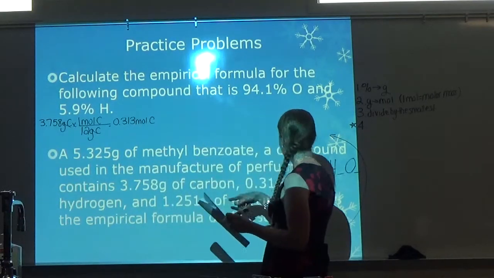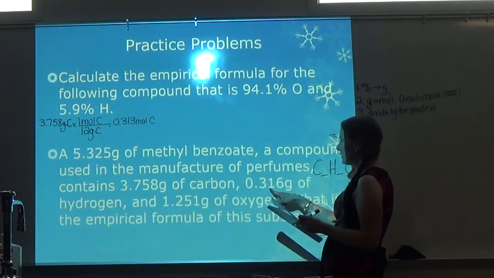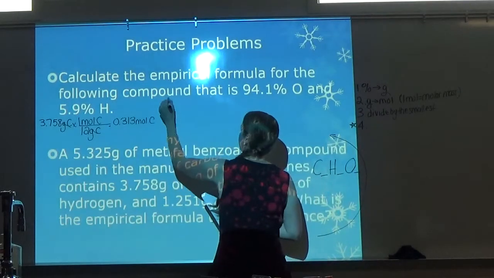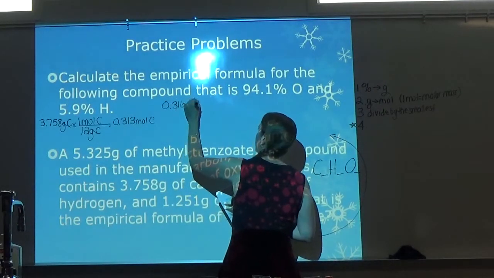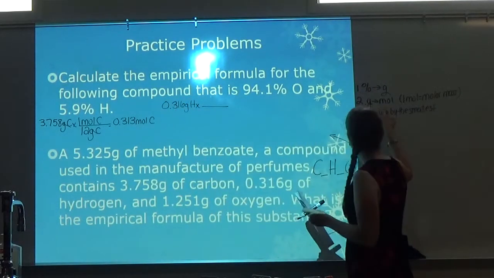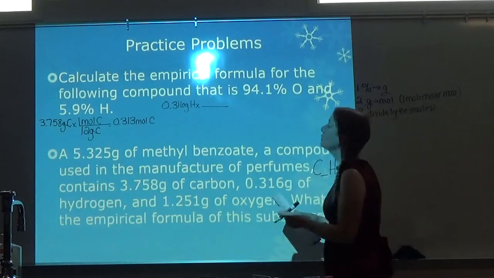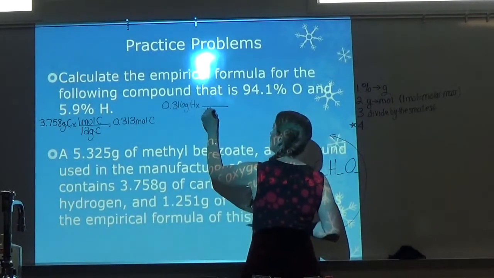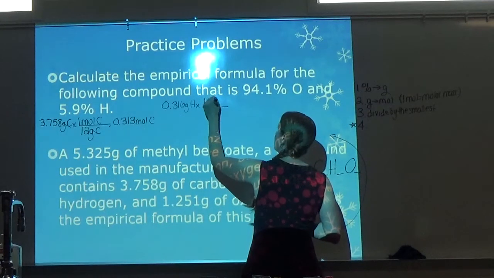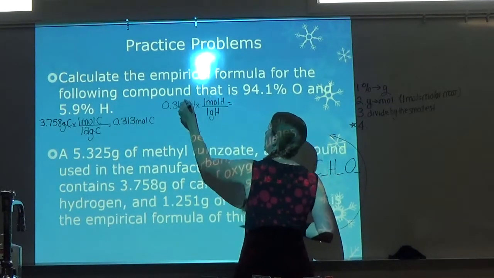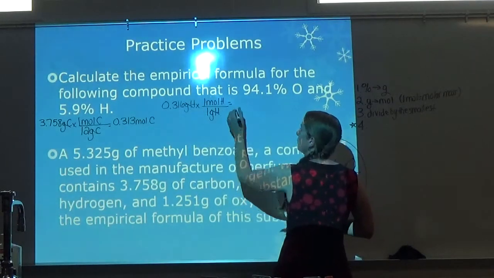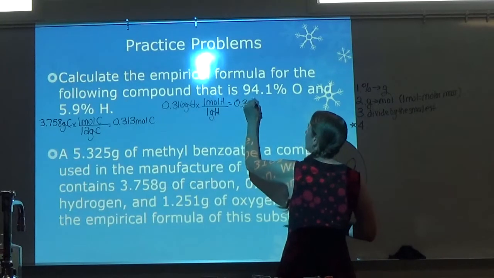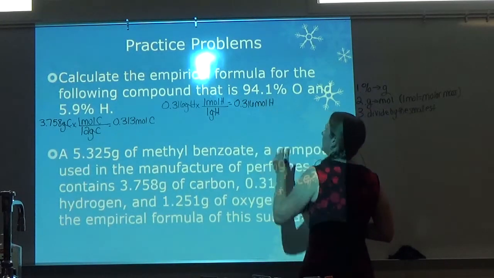All right, next I have 0.316 grams of hydrogen. I need to convert that to moles using molar mass. Hydrogen is 1 gram per mole. Since grams is on top, I put my 1 gram hydrogen on bottom. That equals 1 mole. My grams cancel, and so of course I get 0.316 moles of hydrogen.